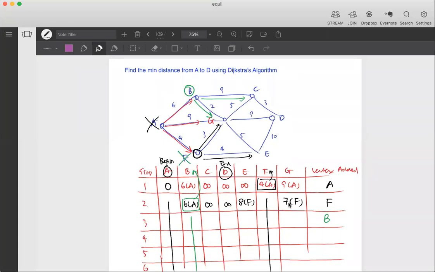Although you want to write an 8B, the previous answer is 7F. If the number is larger, you don't write it down; you still copy down the original number. You only update if the number is smaller. B is also adjacent to C: 6 plus 9 is 15. 15 is less than infinity, so we put down 15B. All the others are not adjacent, so we copy down infinity, but where there is already a number, we copy that down.